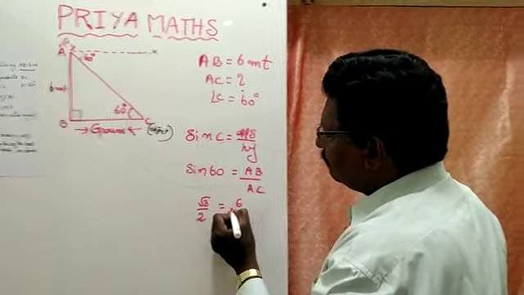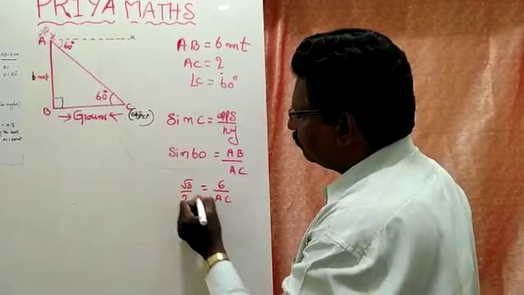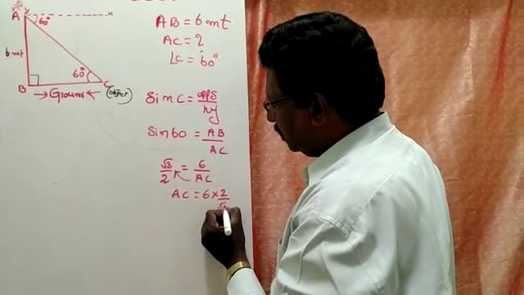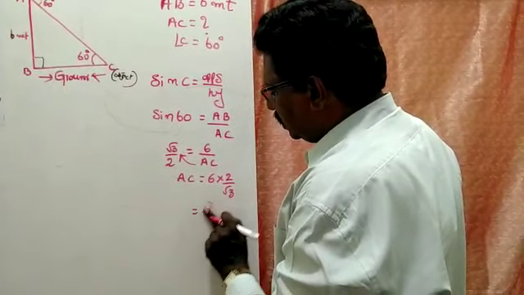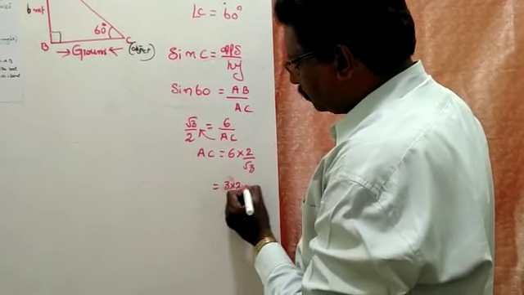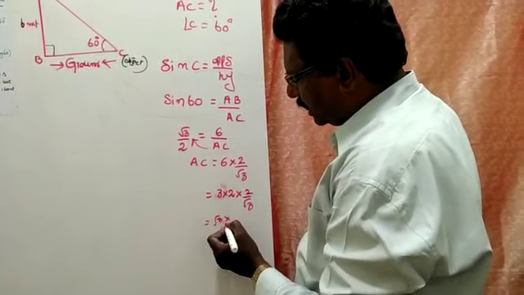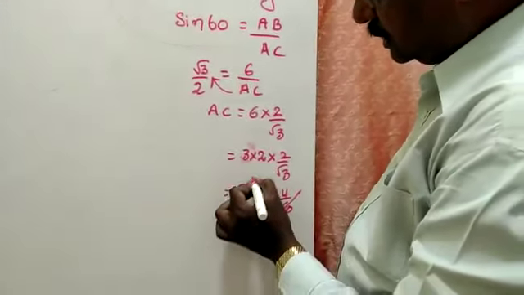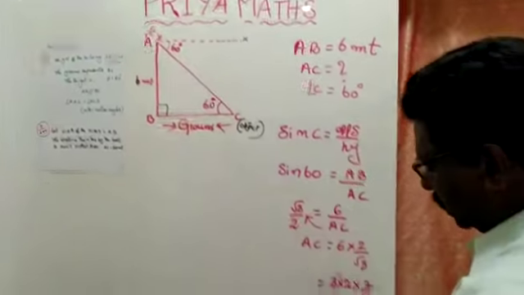So root 3 by 2 is equal to AB by AC, that is 6 by AC. Then you have to take the cross multiplication. So AC is equal to 6 into 2 by root 3. So you have to write 6 means 3 into 2 by root 3. We can write 3 as root 3 into root 3, so 2 into 2 is 4 by root 3, the root 3 cancels, remaining 4 root 3. This is the distance from you to the object.